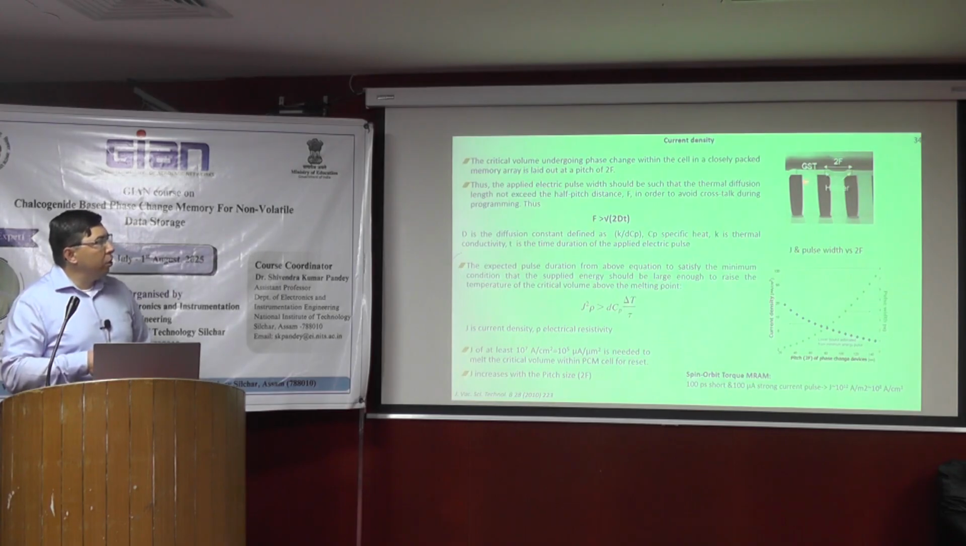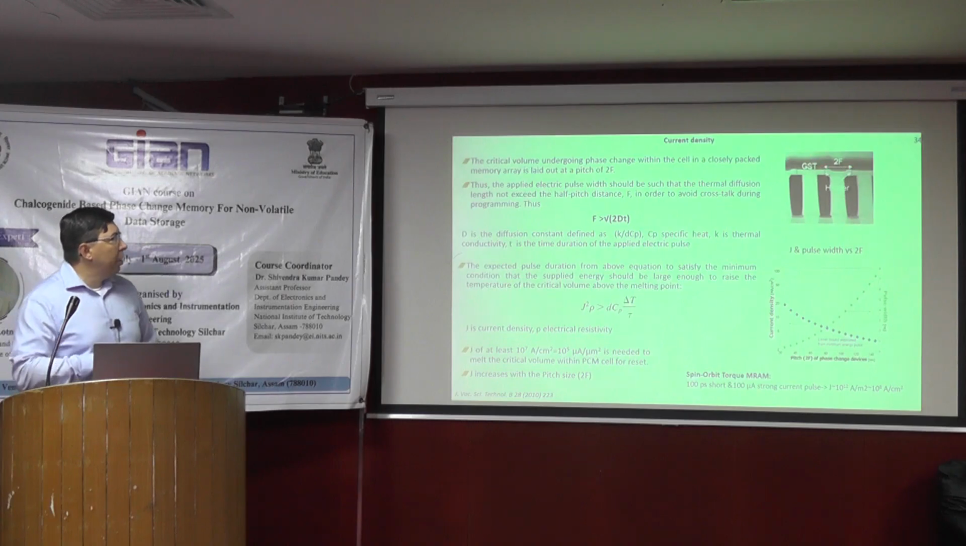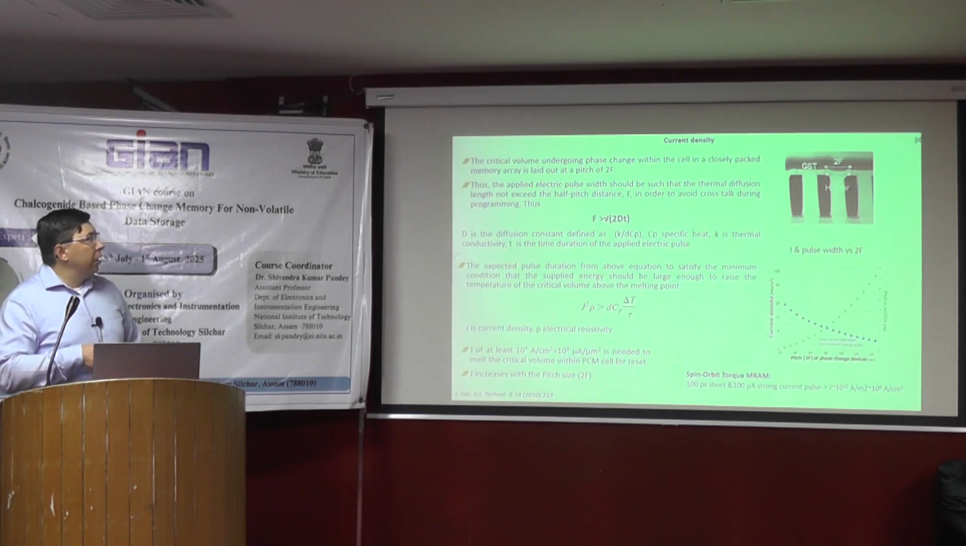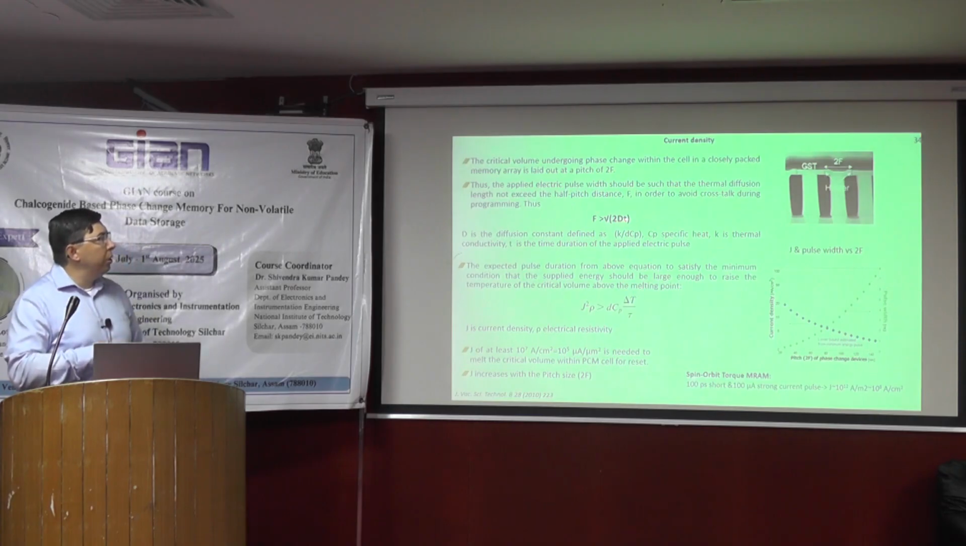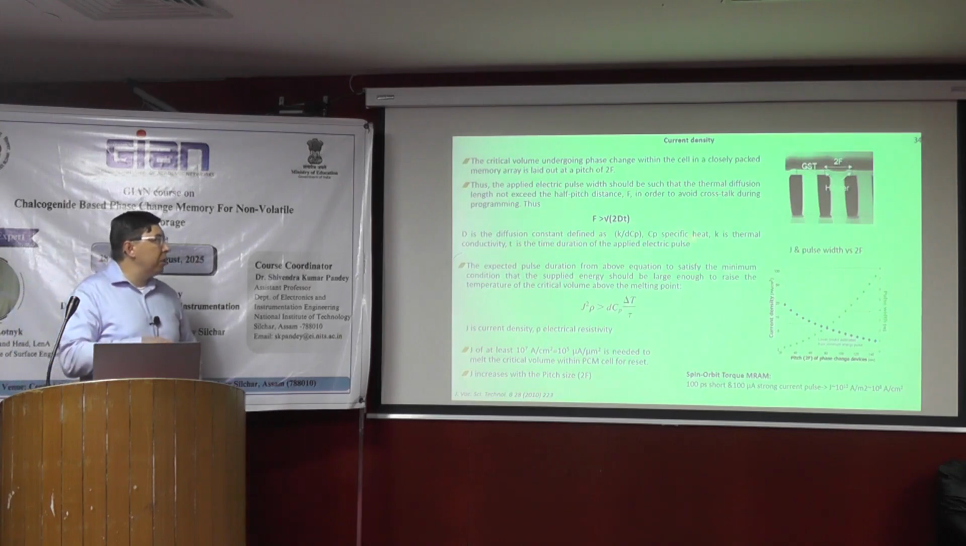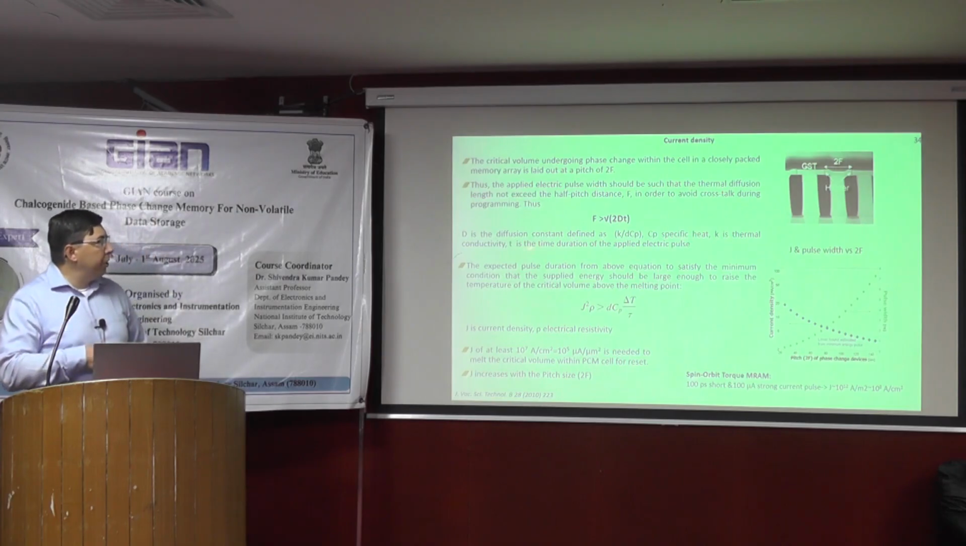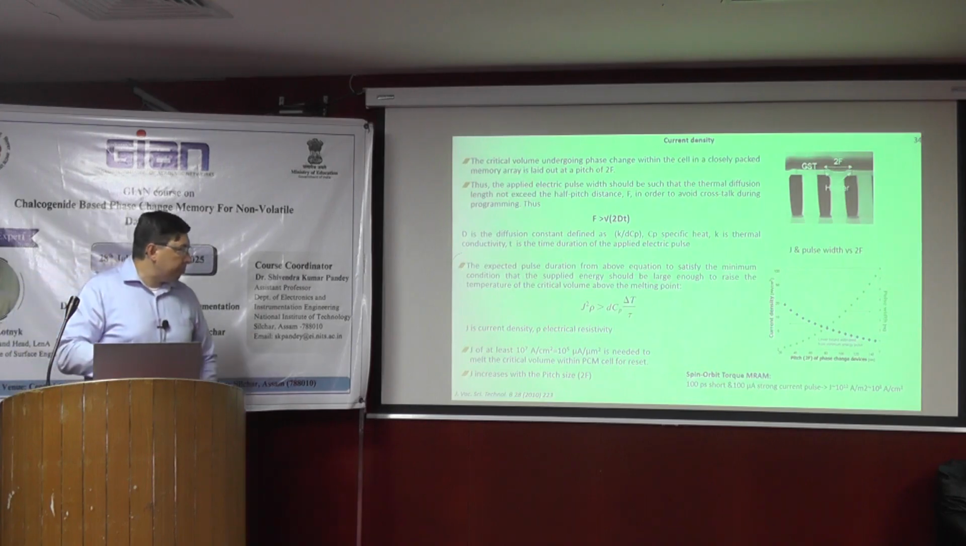So in the technology, the distance between two cells is defined as 2F. This is called the footprint. And according to this, to avoid crosstalk between the cells, this F should be larger than the square root of 2Dt. D is the diffusion constant, defined as K divided by ρCp, where Cp is the specific heat and K is the thermal conductivity, and t is the time duration of the applied electric pulse.